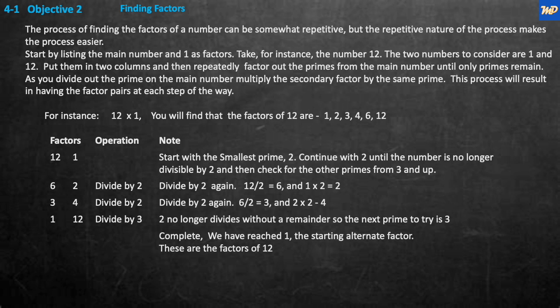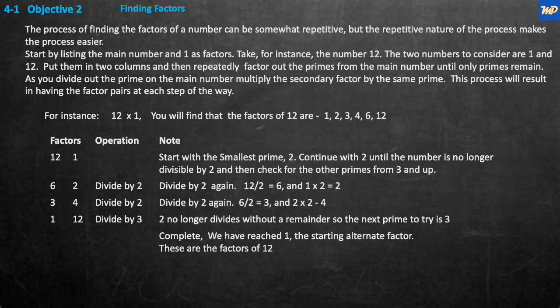Start by listing the main number and 1 as factors. Take, for instance, the number 12. The two numbers to consider here are 1 and 12. Put them into two columns and then repeatedly factor out the primes from the main number until only primes remain. As you divide out the primes on the main number, multiply the second number by that same prime. You'll see why as we get going forward. This process will result in having the factor pairs at each step of the way.